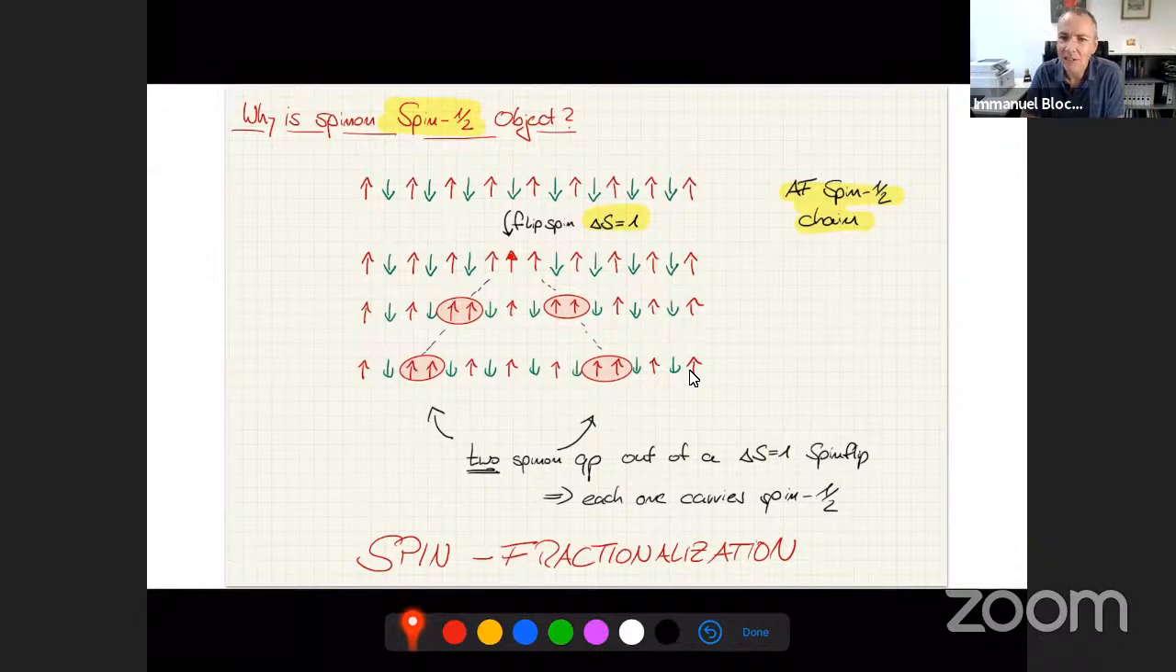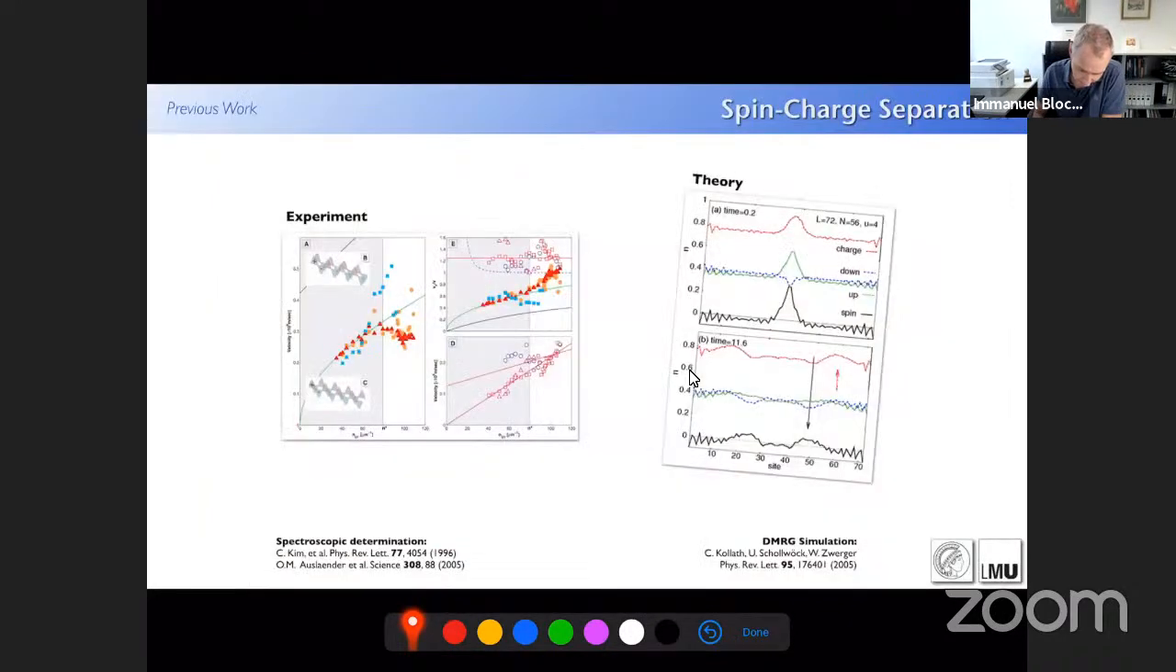Maybe you can try yourself: if you do this in a ferromagnetic chain and you flip one spin, this is not going to happen. You're going to stick with one object, which is just delta S equal 1, an S equal 1 object, and that's just a magnon, of course, and there's no fractionalization. So as we said, this is really something intimately connected to the antiferromagnetic chain that we have in the system.